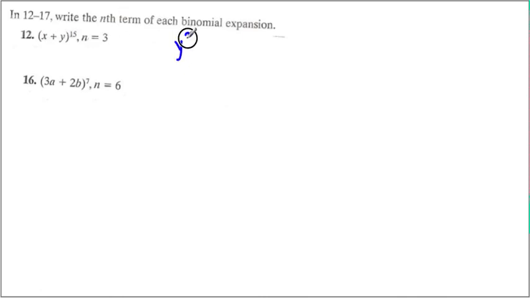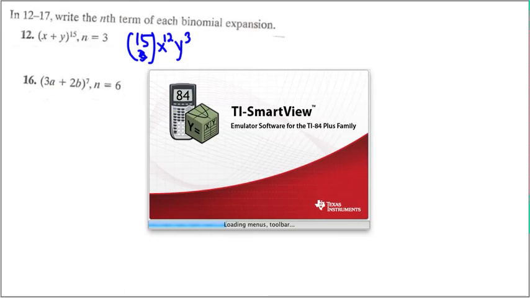We're going to have y to the third and x to some power. But the sum of these two exponents has to be 15, so this has to be 12. That means the binomial coefficient is 15 choose 3. That becomes our answer. Now let's calculate 15 choose 3 for a second. Taking out the calculator.